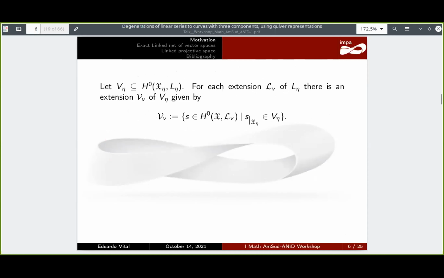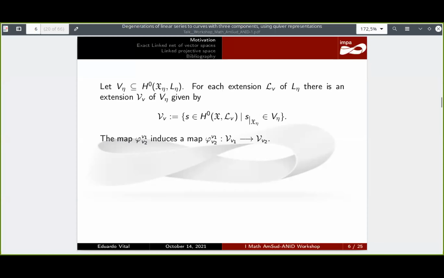So now let V eta be a subspace of global sections of the line bundle L eta on the generic fiber of pi. And for each extension L_V of L eta, there is an extension V_V of V eta given by the global sections of L_V on the surface, such that the restriction of this section to the generic fiber is in V eta.